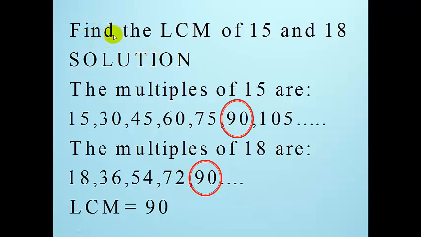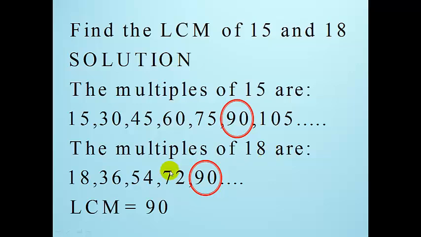Example, find the LCM of 15 and 18. Solution, the multiples of 15 are 15, 30, 45, that is additions of 15. 15 plus 15 will give us 30. Plus 15, 45. Plus 15, 60. Plus 15, 75. Plus 15, 90. Plus 15, 105, in that order.